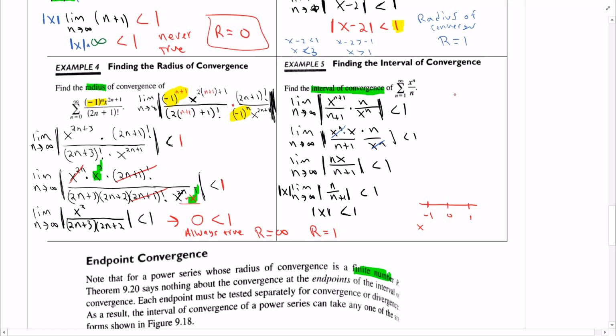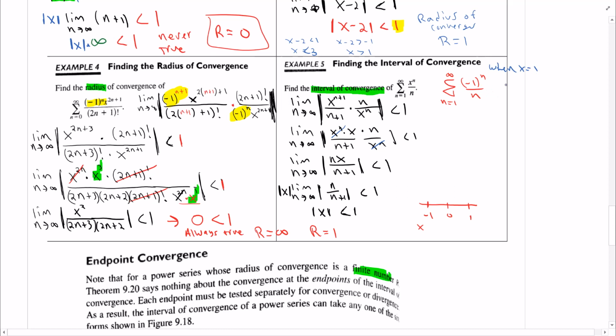So we come up here to our series and we check, well, if x is -1, then I get this. And I need to check the convergence or divergence of this, right? So what we should recognize is, hey, this is an alternating series, right? So we're testing when x equals -1. This is an alternating series.